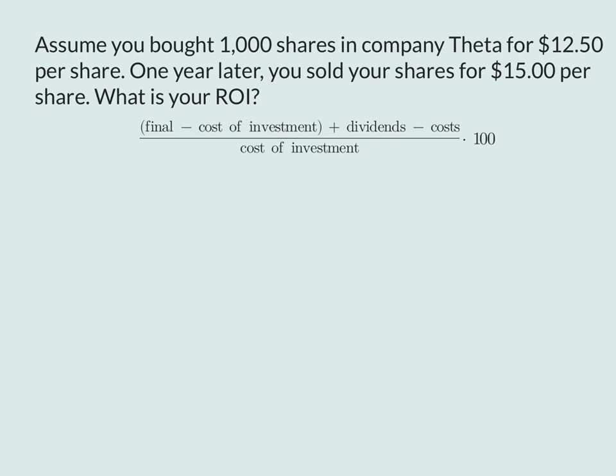First, we want to find the final value of the investment. So our problem tells us that we sold our shares for $15 a share and that we had 1,000 shares. So our final value was $15 times 1,000, which is equal to $15,000.